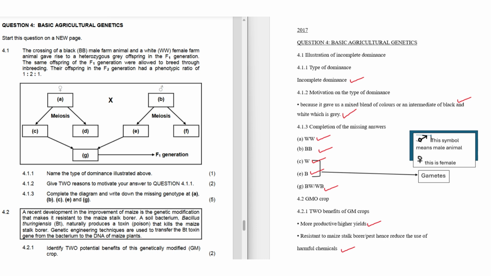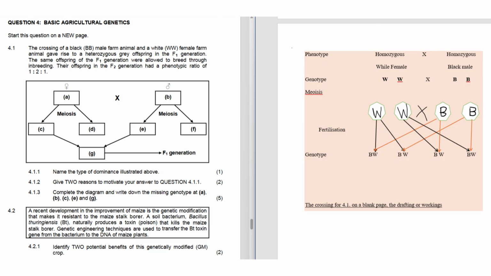Then 4.1.3, complete a diagram and write down the missing genotype at A, B, C, E, and G. For us to answer this question, we need to draft it somewhere, so it should be like this. This is how we should do it. We should draft this question somewhere so that you know what is going on.